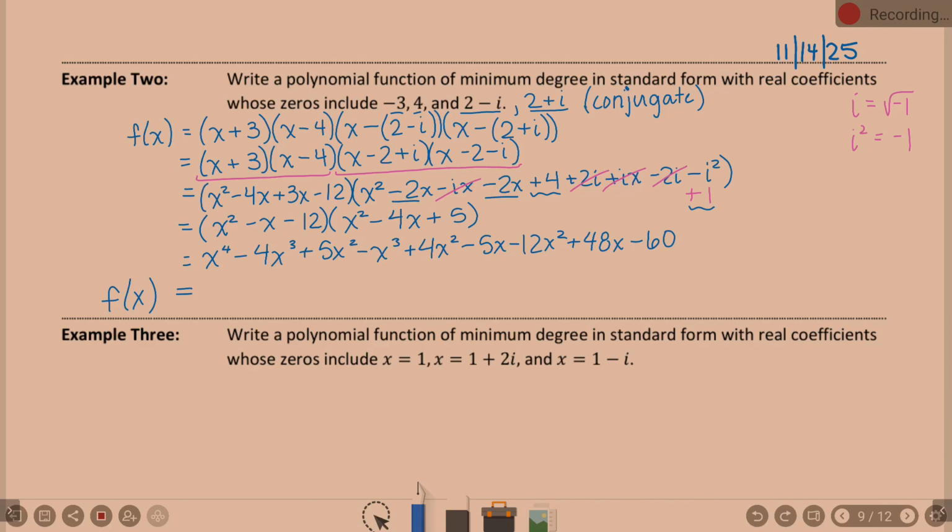I see x to the fourth minus 4x cubed minus x cubed is minus 5x cubed. 5x squared and 4x squared is 9x squared minus 12x squared is minus 3x squared, minus 5x plus 48x plus 43x minus 60.